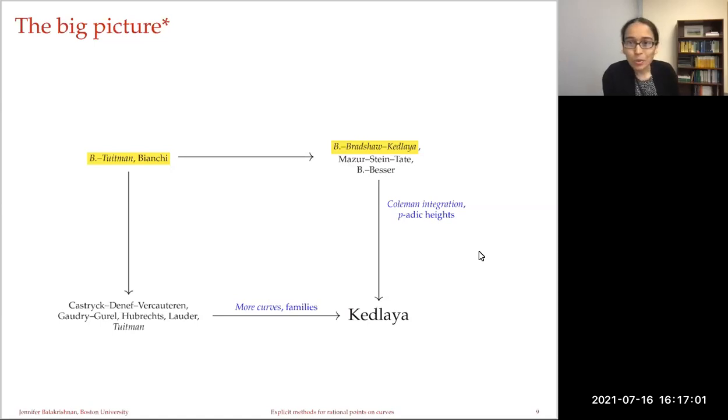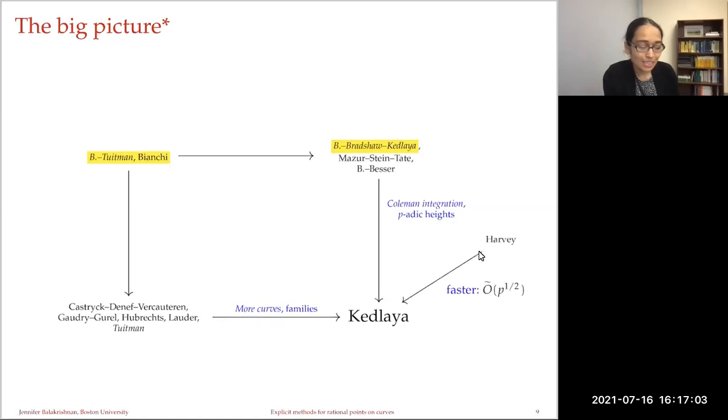Now, there's yet one more dimension that we can add to this, that at least fits into this diagram, which is to do everything faster. So David Harvey gave a really nice enhancement to the work of Kedlaya, translating some of the reductions in cohomology into linear recurrences.